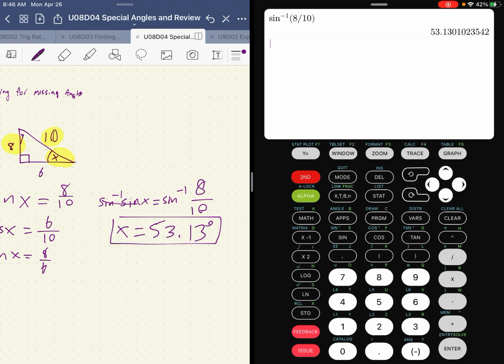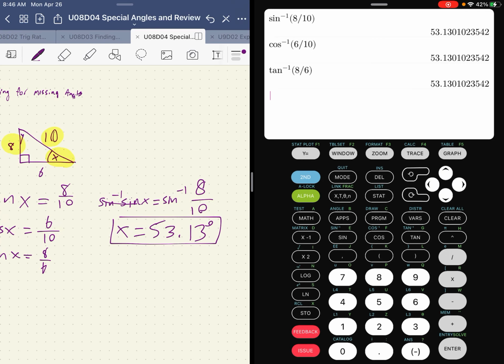If I did second cosine of 6 over 10, I should get the exact same thing, which you see we do. And if I do second tangent of 8 over 6, we should get the same thing as well, because they're all using the same angle, but they all have the correct side measurements written in an appropriate right triangle.